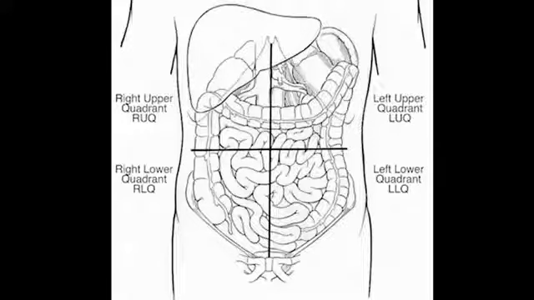In your right upper quadrant, you primarily have your liver and your gallbladder. In the left upper quadrant, you have your stomach, spleen, large intestine, and small intestine. In your left lower quadrant, you have small intestine and large intestine. And in your right lower quadrant, you have your large intestine, small intestine, and your appendix.